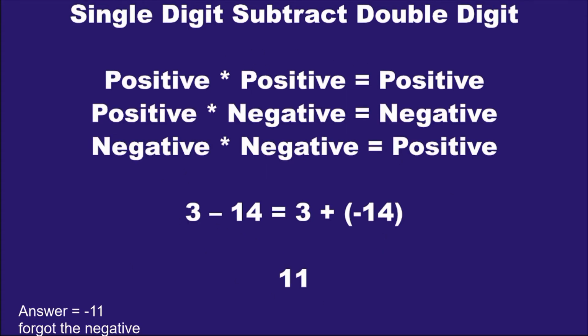Alright, single digit subtract double digit. To understand how to do this, you need to know positive times positive equals positive. Positive times negative equals negative. And negative times negative equals positive. Here's an equation, 3 minus 14, which is the same as 3 plus negative 14. And the answer is negative 11, because when you times a positive with a negative, it'll become a negative, which will be the same as 3 minus 14. So either way you want to do it, the answer will be the same.